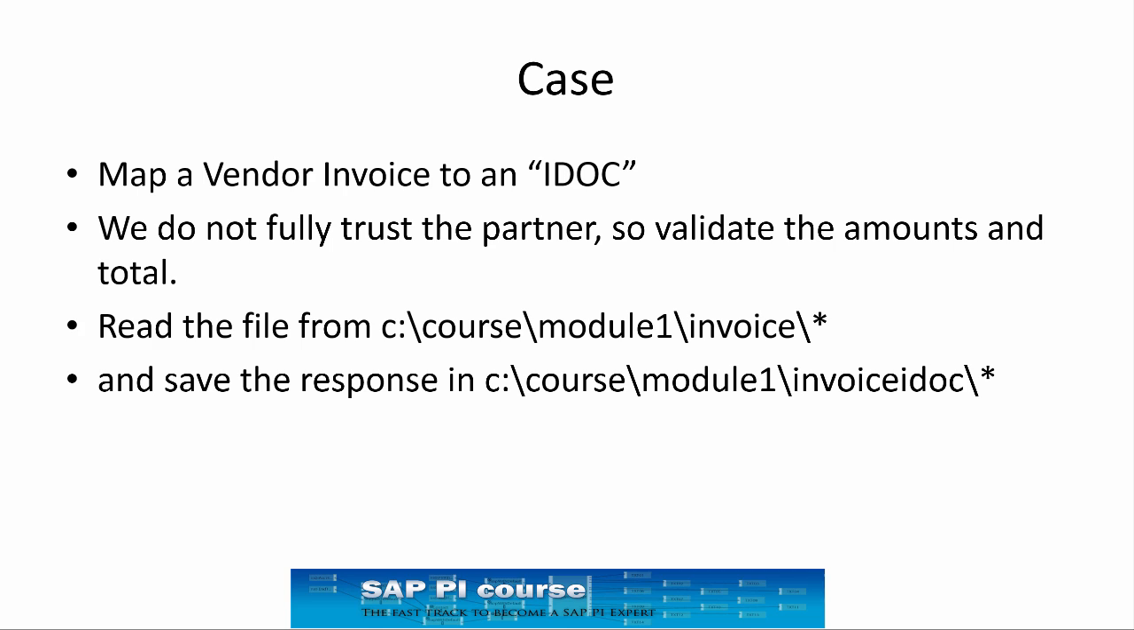So the case is we have a vendor invoice and we want to get this mapped to an IDOC. And we don't fully trust the partner, so we need to validate the amounts and the total. We can read the file in one folder and place it in another folder.